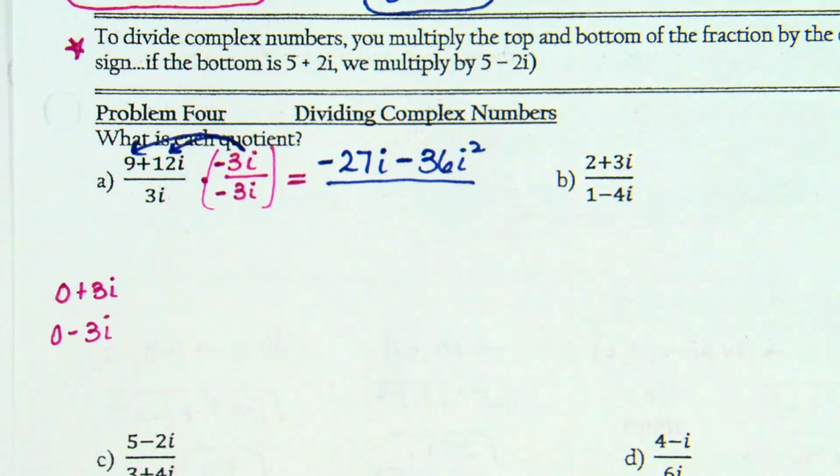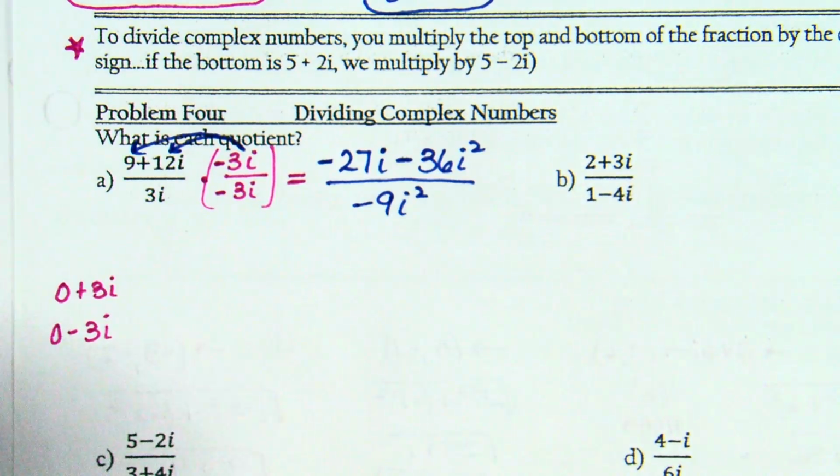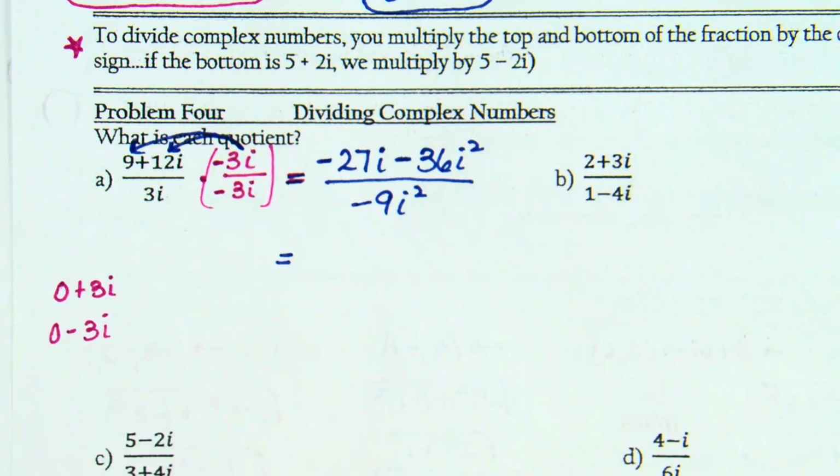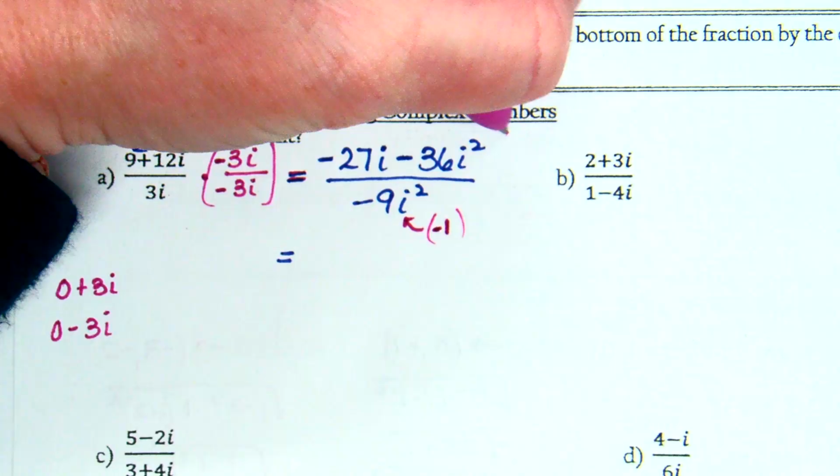What's 3 times negative 3? Negative 9. I times I squared. So negative 9i squared. Okay? Now, the key is to do a bunch of cleanup here. What's the one thing we know? Any place you see an i squared, I'm going to replace it with a negative 1. So both of these i squareds here are going to become negative 1.